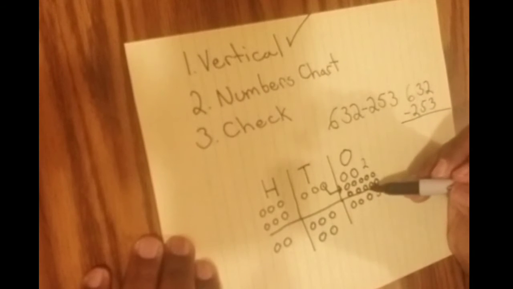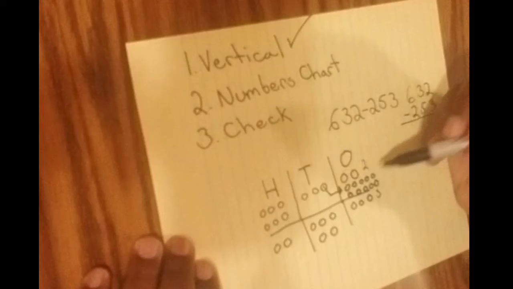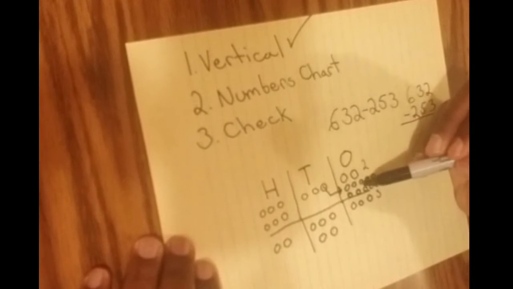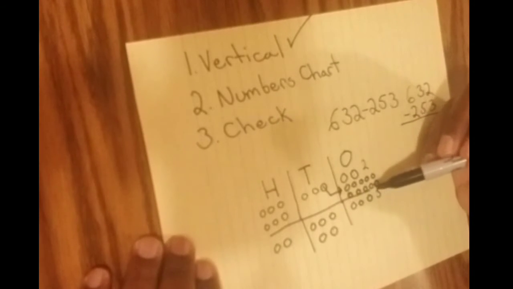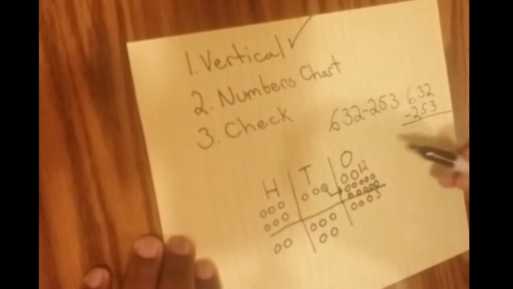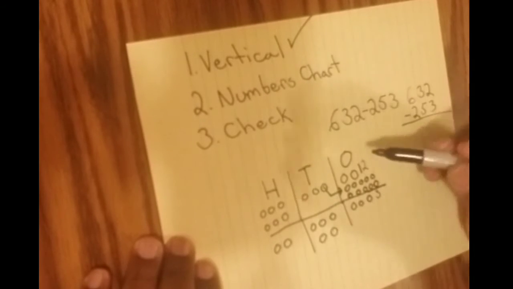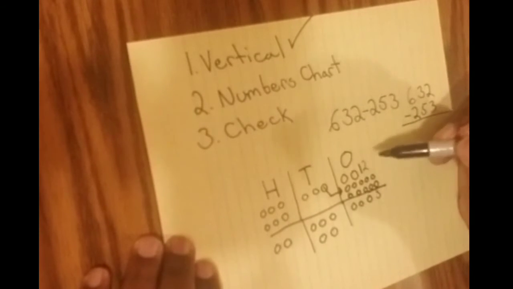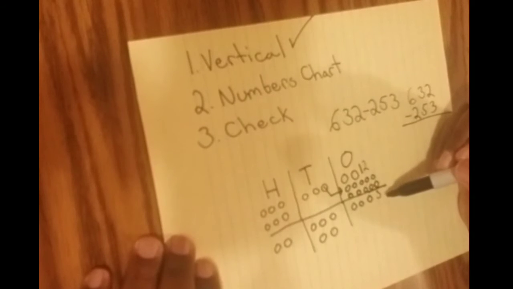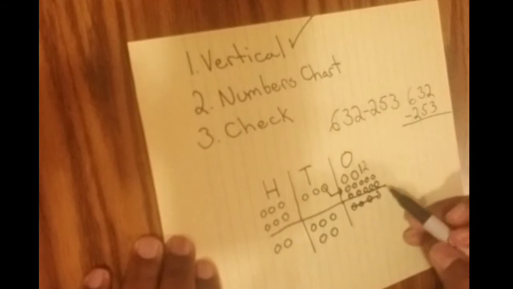Now I look back at my top number. How many ones do I have? Let me count all the circles. 1, 2, 3, 4, 5, 6, 7, 8, 9, 10, 11, 12. So now I rethink and say, hey, I want to go to the store and buy something for $3. Do I have enough? Yes, because my top number, which is 12 now, is bigger than my bottom number, which is 3. So I simply cross out these 3 at the bottom and take away 3 from the top.